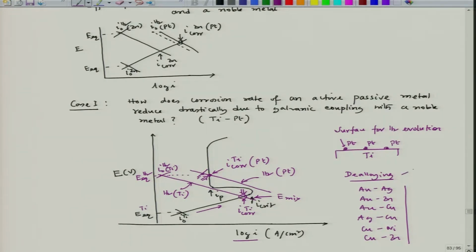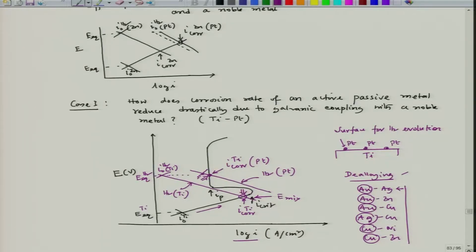where the active component goes to the solution in the form of ions and the surface is enriched with the noble component. For example, in this case surface will be enriched with gold, here also surface will be enriched with gold. In all those cases, in the silver copper system, silver will be enriched, in the copper zinc system, copper will be enriched, and in the copper nickel system, copper will be enriched. All those situations can happen and this is the phenomenon called de-alloying.